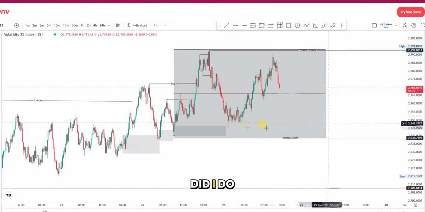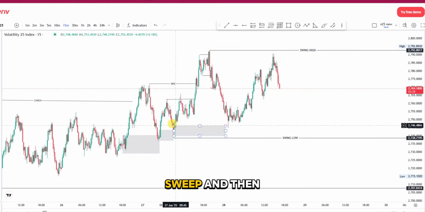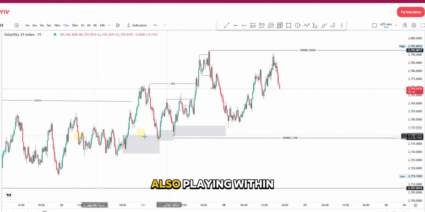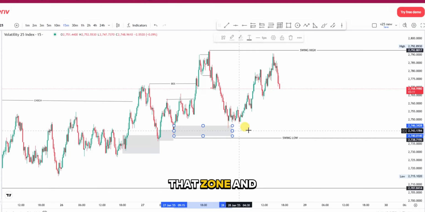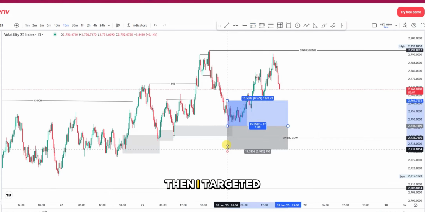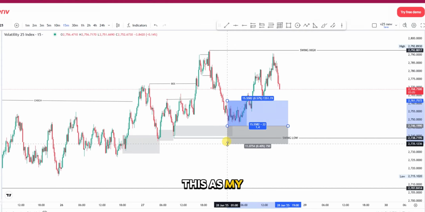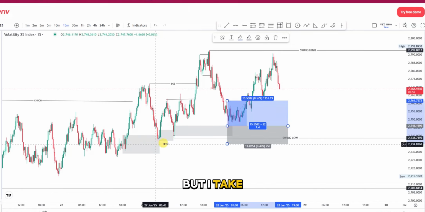So now what did I do? After spotting this point of interest with a liquidity sweep, and with an inefficiency also playing within a key support zone, what did I do? I just marked that zone, and then put my pending order around this level. Then I targeted this as my SL, taking notice of this low also, even though it has been mitigated, but I take note of that.